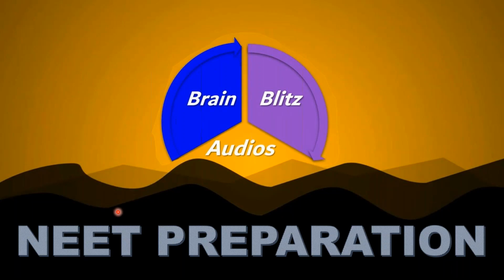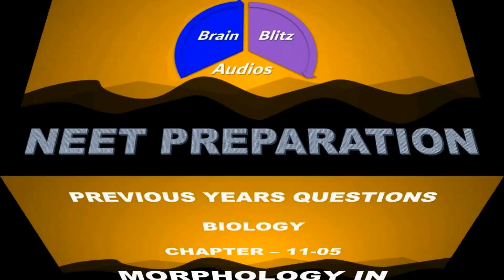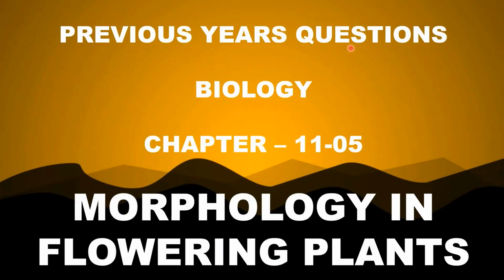In this episode of NEET preparation, we'll be looking at previous year questions of medical entrance examinations in India. We'll be tackling the subject biology and we'll be dealing with the chapter morphology in flowering plants specifically. This is the fifth chapter in your grade 11 syllabus for CBSE. Let's look at each of the questions.